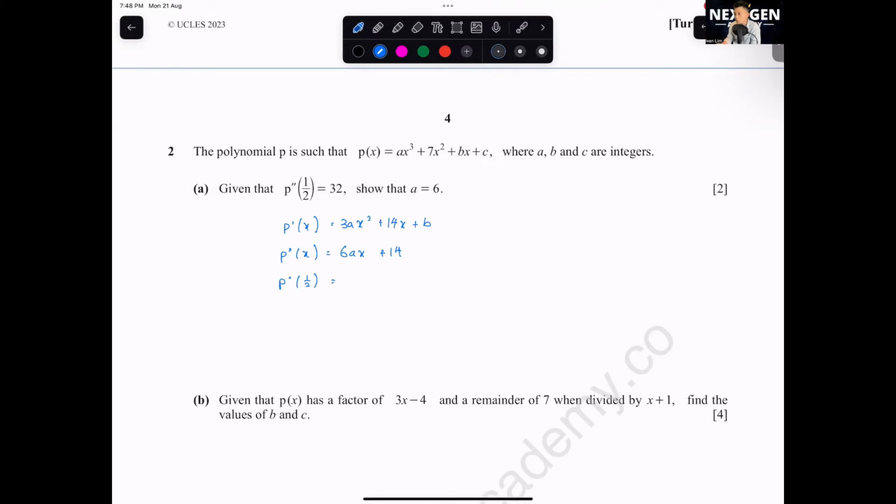Then we substitute the 1/2. They say it equals 32, right? So we need to substitute x equals 1/2. So here will become 6a times 1/2 plus 14. Hold on, 6a times 1/2, sorry. Okay, I see the wrong one already. Plus 14 equals 32. 3a equals 18. A will be equal to 16.